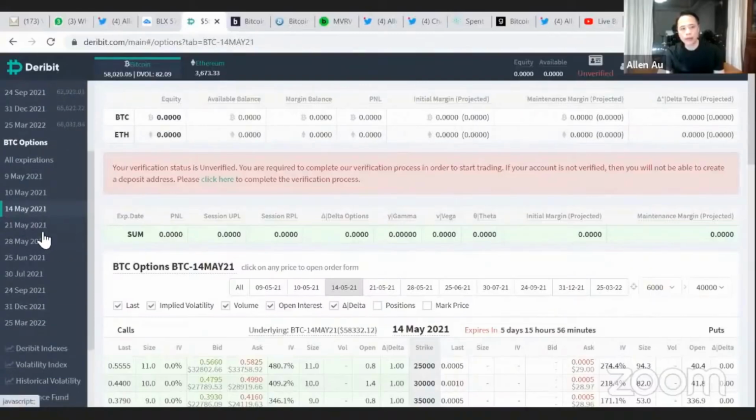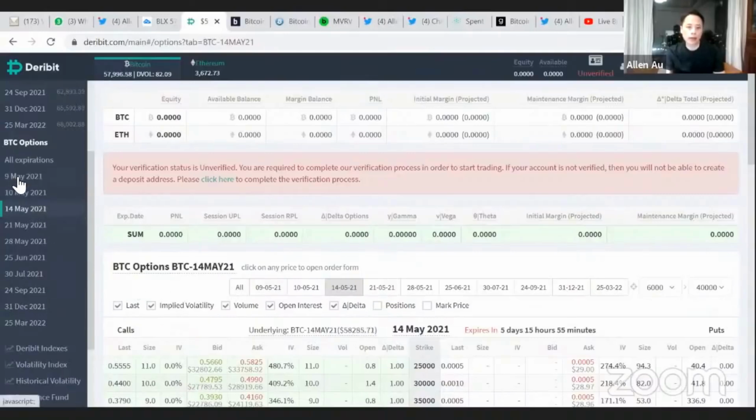For CME options, they expire on the last Friday of the month, whereas at Deribit, they have options expiring on a number of days during the month, so you have to check that. Usually the largest volume would be at the end of the month, so to speak.